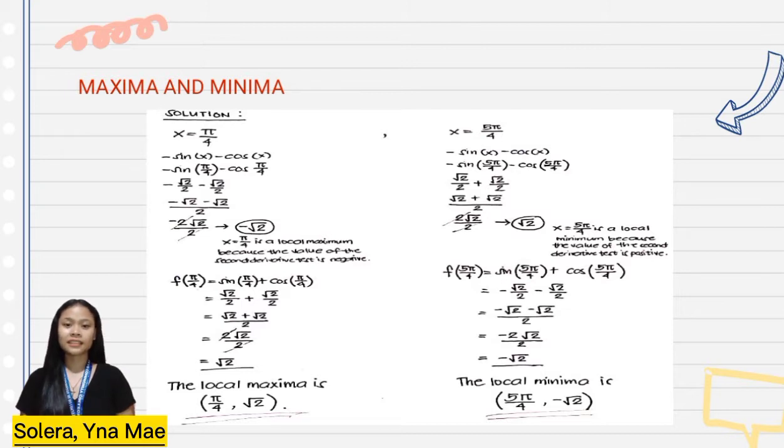Sine 5 pi over 4 plus cosine 5 pi over 4 equals negative the square root of 2 over 2 minus the square root of 2 over 2, which equals negative 2 times the square root of 2 over 2, which equals negative the square root of 2. Therefore, the local minimum is 5 pi over 4 and negative the square root of 2.